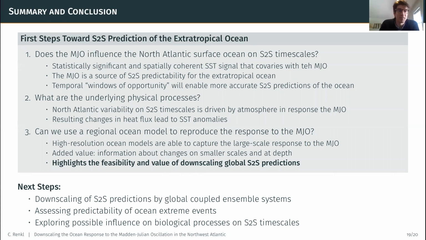Just to talk about the next steps where this work could go: now that we've shown that it's generally feasible to use these regional models for S2S predictions, we can use global S2S predictions from coupled ensemble systems and downscale them, to actually go away from the case studies that I presented and downscale actual S2S predictions. These can then help to assess the predictability of ocean extremes, and also further, we can explore possible influence on biological processes on S2S timescales.